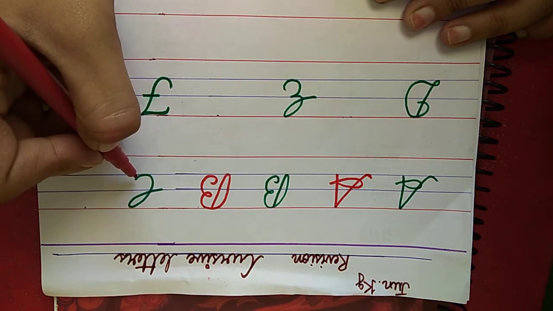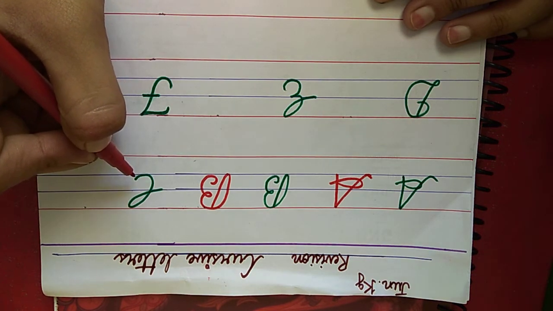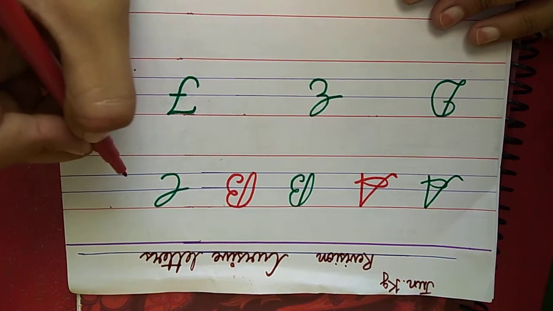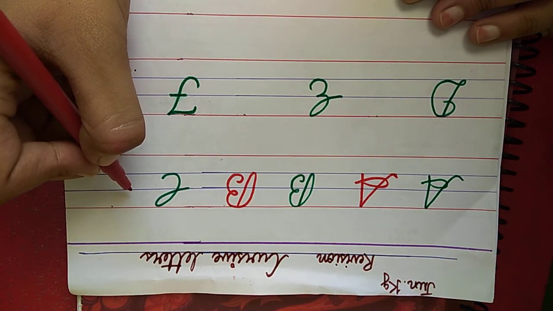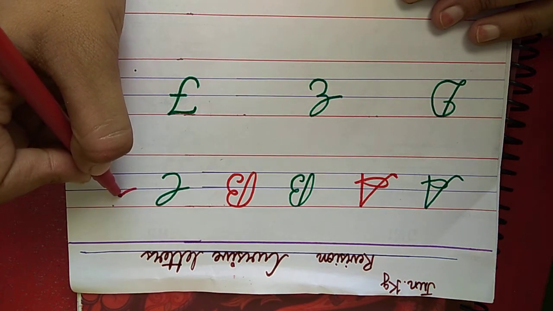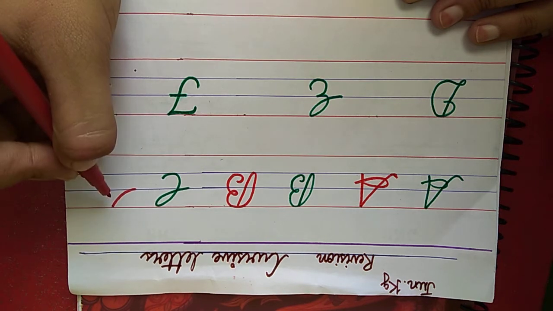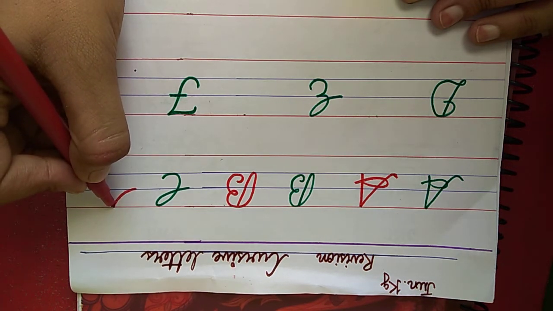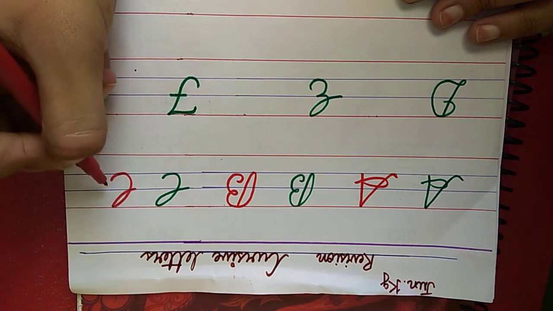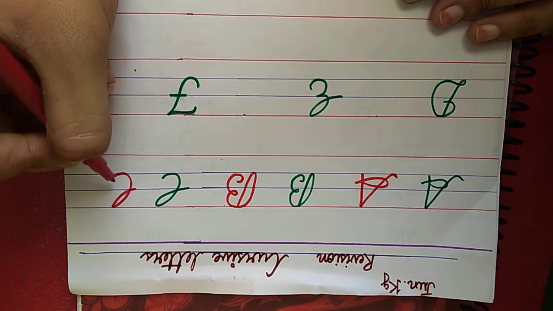Now what is this? This is letter C. C for cat. What is the spelling of cat? C A T. Cat. Now put your pencil on the blue line and draw a small curve like this. Now again a small semicircle through this red line to the second blue line.